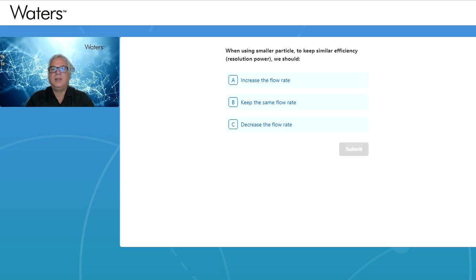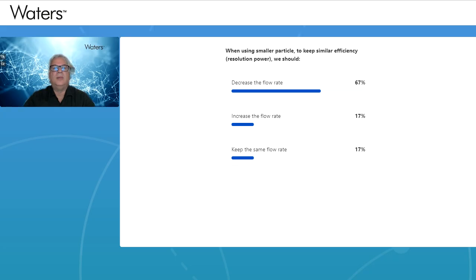Okay, I will just go right now. So many people said decrease the flow rate, and this is normal. We know that the powder is smaller, so we will create back pressure when we use this, and we want to decrease the flow rate because we know that the back pressure will increase a lot. That's the typical answer, but this is not the right answer. When we go to the smaller particle, we need to increase the flow rate, and I'll show you why.